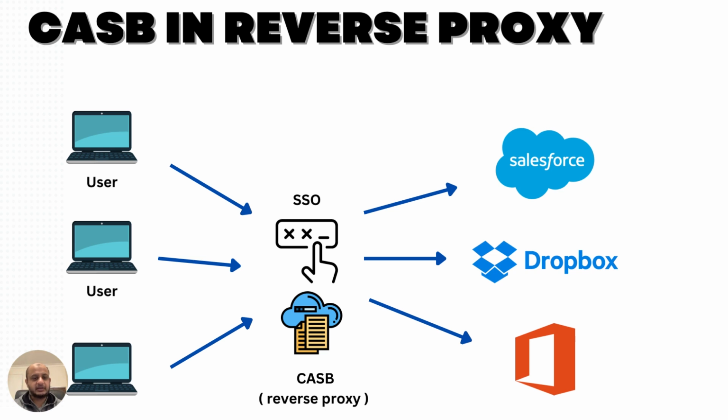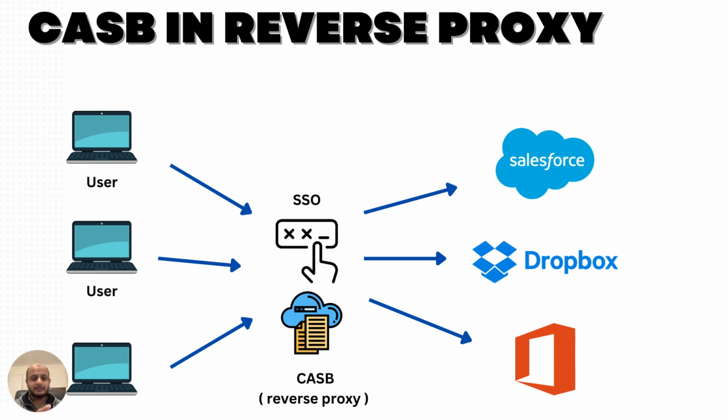So when the user connects to the SSO, the CASB will kick in reverse proxy mode, and it will inspect everything. It will inspect all the data which is coming in and going out, and it will see what the user is doing. Is he downloading? Is he uploading? And you are able to enforce your DLP policies in real time. So it doesn't matter whether I'm accessing from my home or from my office, the CASB will come in, look at what you're downloading and uploading, and stop users in real time. It's the most efficient way to enforce it.